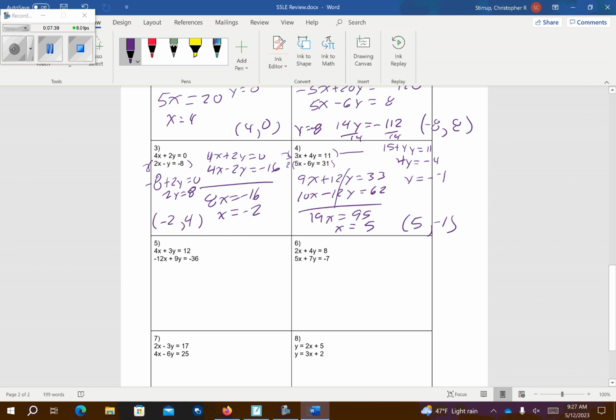For problem number 5, I'm going to multiply the whole top equation by 3. So that's going to give me 12x plus 9y equals 36. The whole bottom equation is going to stay as is, and the x's are going to go away. So if I add these together, those cancel, so I get 18y equals 0, so y equals 0. If I take my y value and plug it into my top equation, I get 4x, 3 times 0 is 0, so 4x equals 12, so x equals 3.